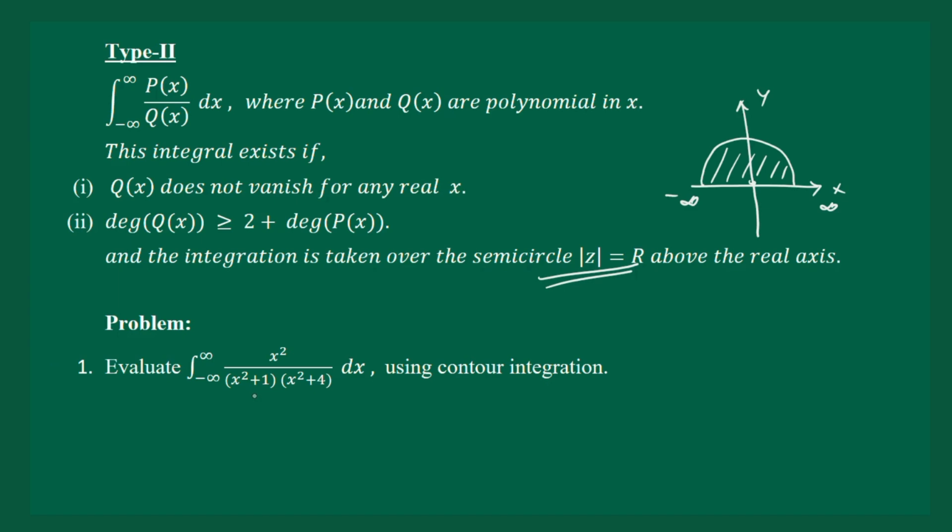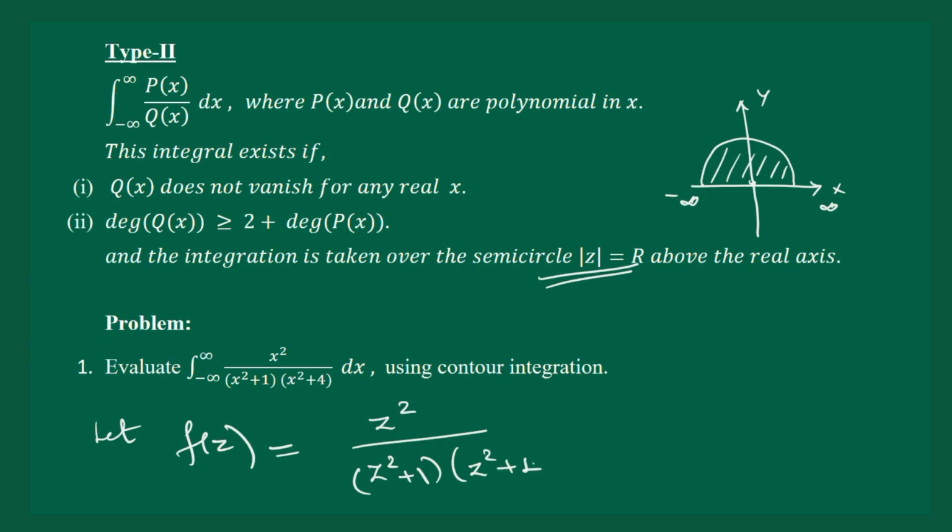So here, if we notice the question, we have to evaluate the integral from minus infinity to infinity of x square by x square plus 1 into x square plus 4 dx using contour integration. Contour integration means here it is a closed curve. C is the semicircle above the real axis. For our convenience, let us consider the given function in terms of z. So let us take f of z as z square divided by z square plus 1 into z square plus 4. For this term we have to do the integration.